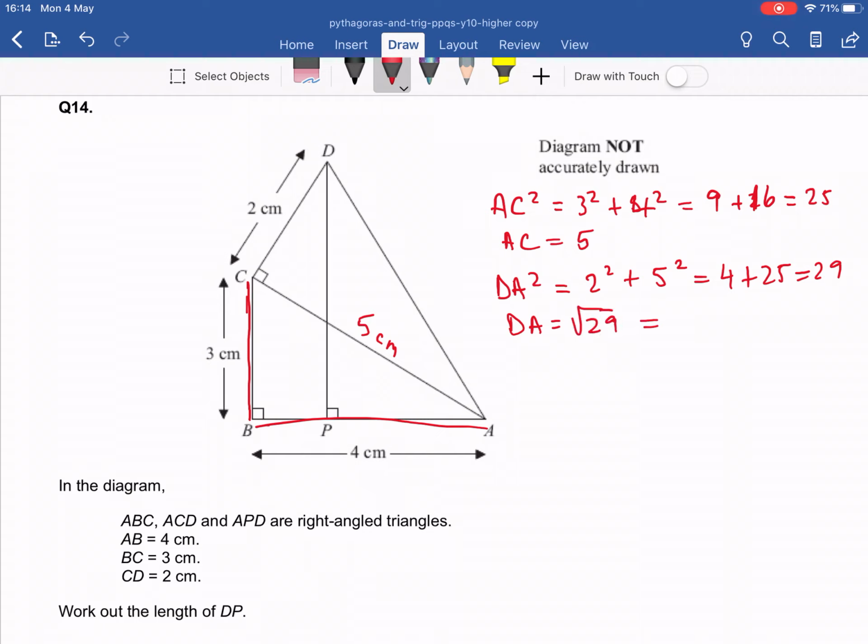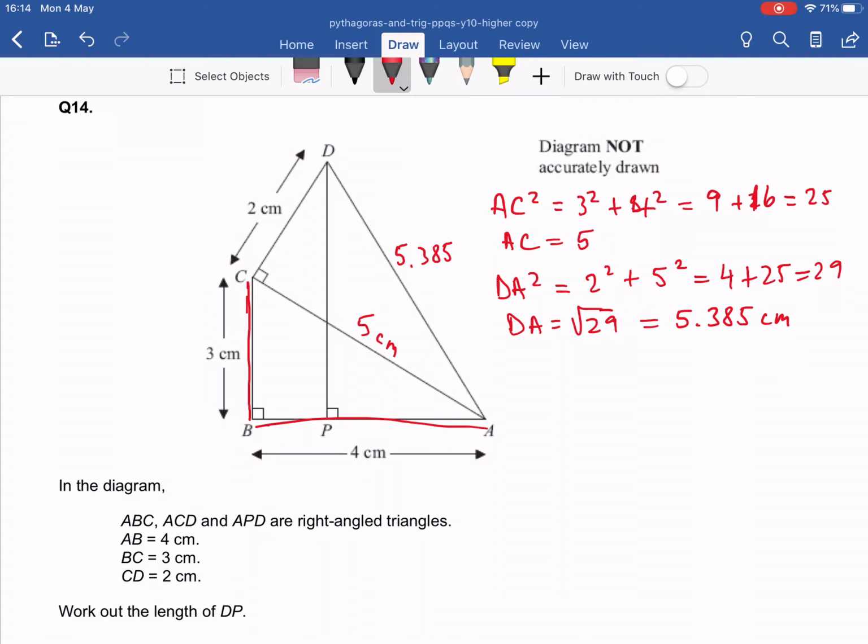So in my calculator, I'm going to say square root of 29, which is 5.385. Okay, I don't want to round too much too soon. So for now, I'm going to say that DA is 5.385. So I've done everything I could do with Pythagoras. I don't have much information to do anything else using Pythagoras.